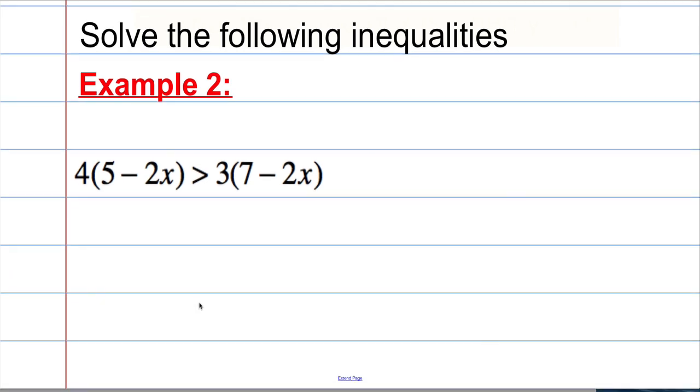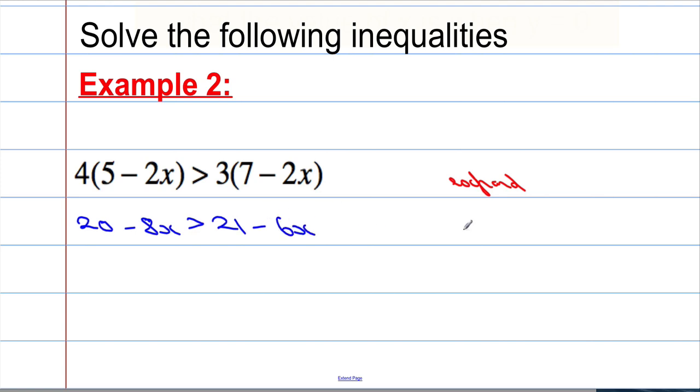So, I need to solve this inequality. Again, let's expand. You may want to pause the video and have a crack yourself. Let's see, 4 times 5 is 20. 4 times negative 2x is negative 8x, which is greater than 3 times 7, which is 21. 3 times negative 2x is negative 6x.